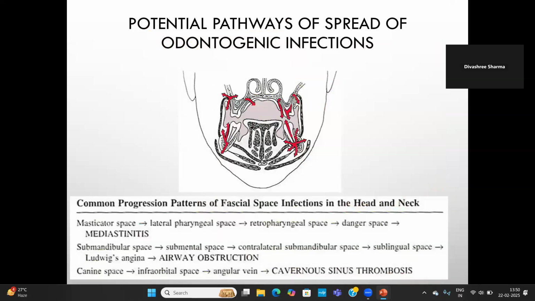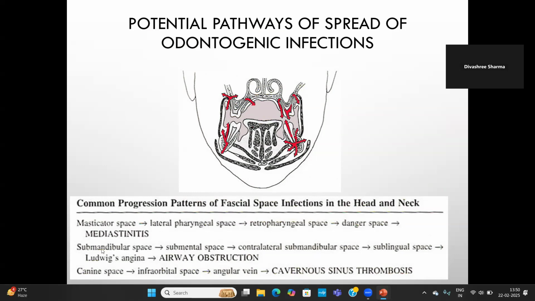Now, this diagram is summarizing the potential pathways of spread of odontogenic infections, which we have been learning throughout this lecture. If there is masticator space infection, the infection spreads to the lateral pharyngeal space, then to the retropharyngeal space, and then to the danger space, causing mediastinitis.